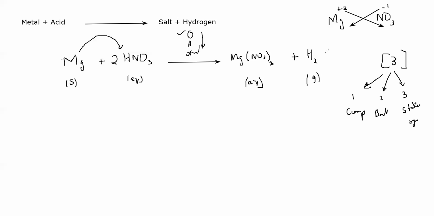Then when you try to balance hydrogen, you have 2 hydrogen on the right and 2 hydrogen on the left. So hydrogen is also balanced. Nitrogen is also balanced and magnesium is also balanced. So you can see here, we just started with oxygen and we balanced oxygen. The moment we balanced oxygen, the whole equation is balanced. Is it clear?